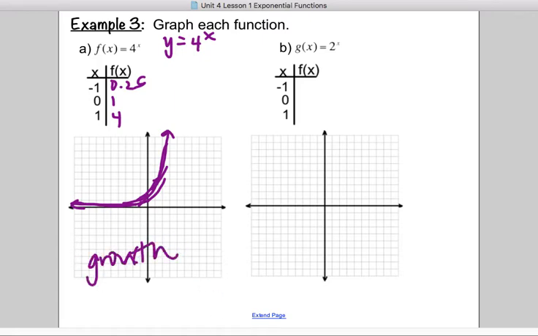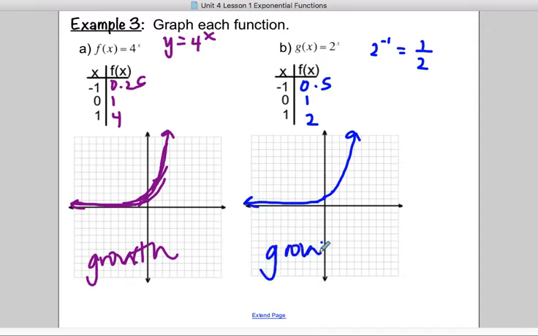Next one, you could once again go to your y equals, do it that way. Otherwise, you have 2 to the negative 1, which is 1 over 2, so 0.5. 2 to the 0 is 1, and then 2 to the first is 2. So I have -1, 0.5, then I have 0, 1, then I have 1, 2. And 2 is bigger than 1, so once again, it should be a growth function.